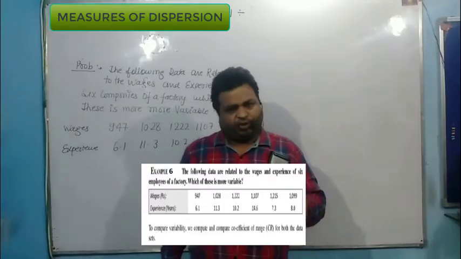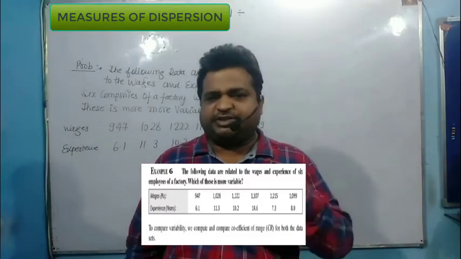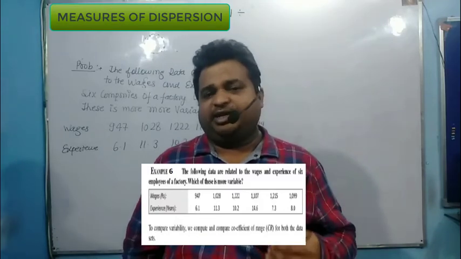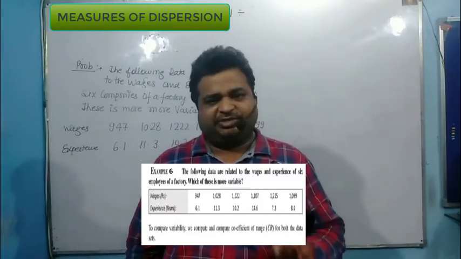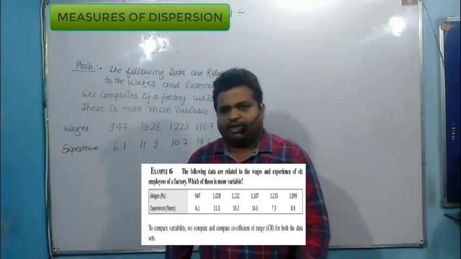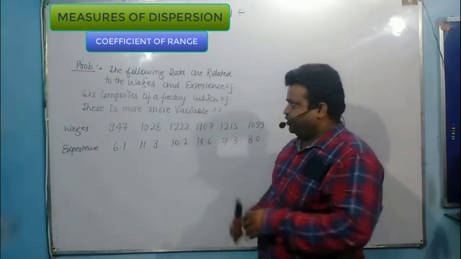So the next question, look at the screen. The following data are related to the wages and experience of 6 employees of a factory. Which of these is more variable? Wages in rupees is mentioned as well as experience in years is given to you. Look at the board. This is the question which I already showed on the screen.